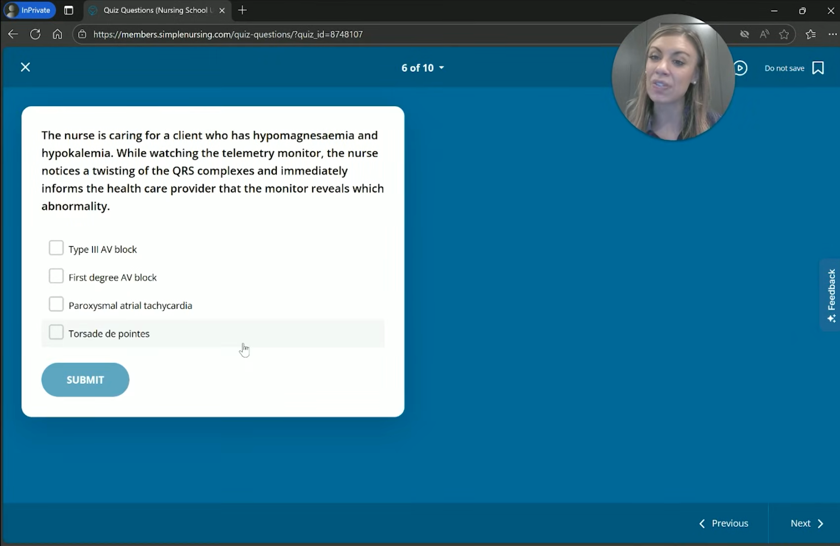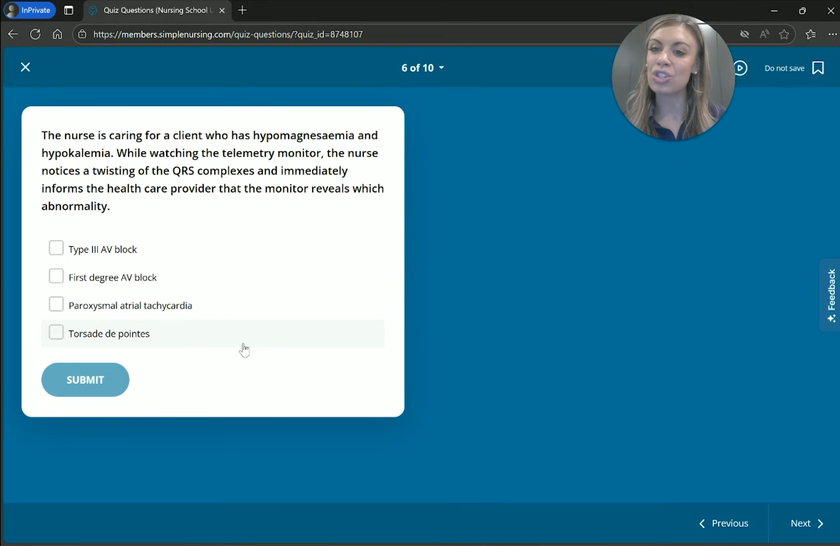For the next one, the nurse is caring for a client who has hypomagnesemia and hypokalemia. Okay, so I like to think magnesium mellows. So if we have hypomagnesemia, we have too little mellow, so we're not mellow at all, basically. And then hypokalemia is too low potassium. Potassium pumps the heart, so that can cause dysrhythmias.